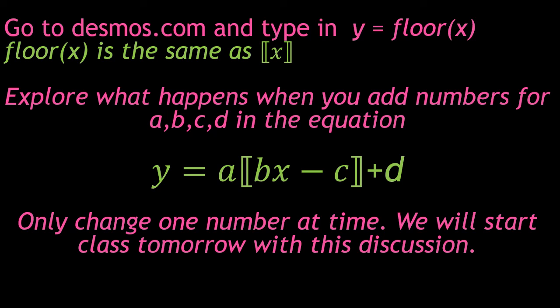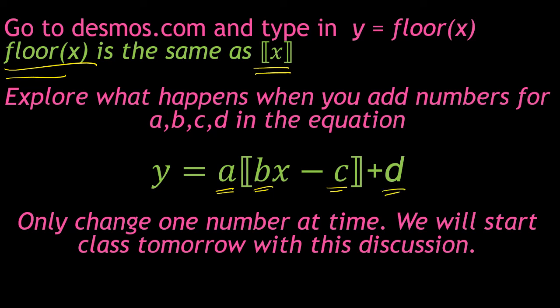All right, so I want you to go to Desmos.com when you are done listening to this slide, and I want you to type in the function floor of x. It is the same as the greatest integer function of x. That's how we'll have to type it into Desmos. And then I want you to change the a value. I want you to see what happens to the graph here. What happens if you change the b value, and what happens here.